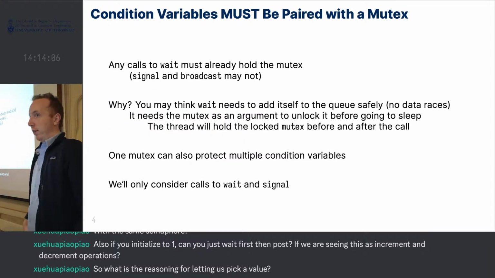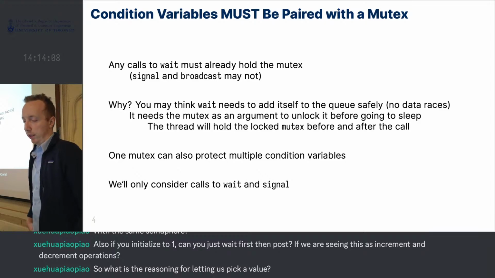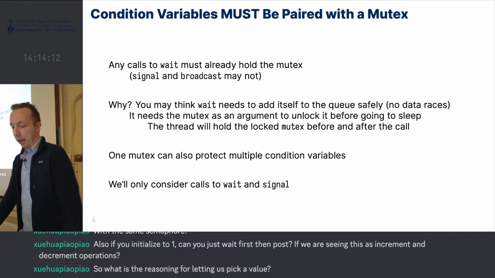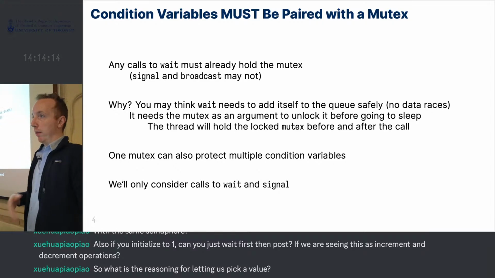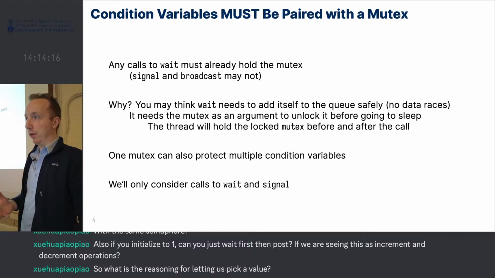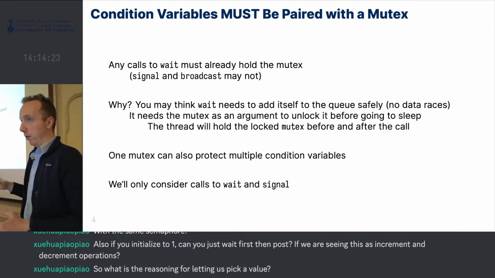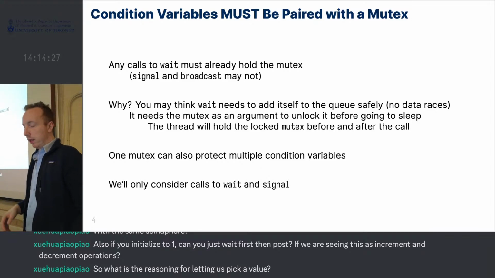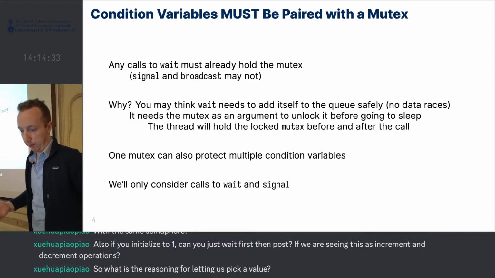So all these condition variables, which are basically a queue, must be paired with a mutex, and for any calls to wait, the mutex must already be held. So you must have done a lock call on the mutex before you call wait. So you can only call wait if the mutex is locked by you. For signal and broadcast, you don't have to call it while you have the mutex. It doesn't matter, you're just waking up a thread.